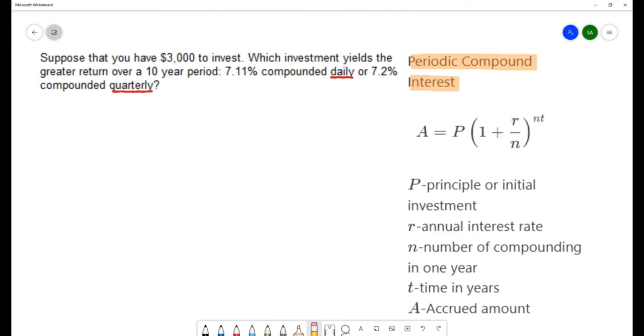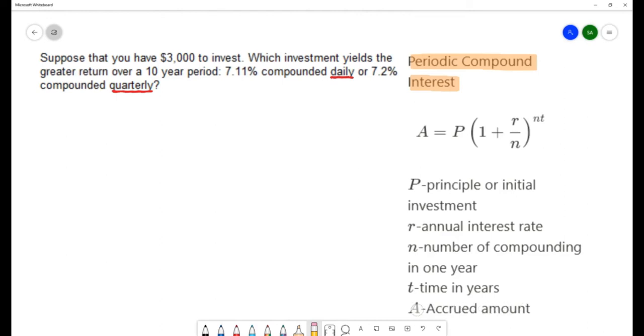For our problem, our interest is compounded daily, so that would be 365 times a year, and also quarterly, that would be 4 times a year. The next variable is time, and our time is given to us in years. And then the last variable in the equation is A, and A stands for the accrued amount.